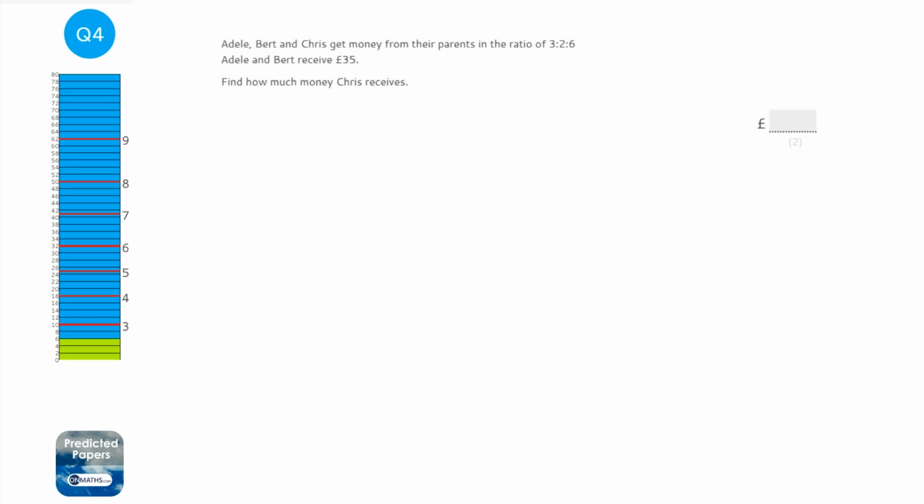Whenever answering questions involving ratios, always just double check that you read the question, because here it might look like the total is £35, but if you read the question it says Adele and Bert received £35. Now, to do this question, we've got to first of all work out how much Adele and Bert are getting in the ratio, how many parts. So Adele gets 3 parts and Bert gets 2 parts.